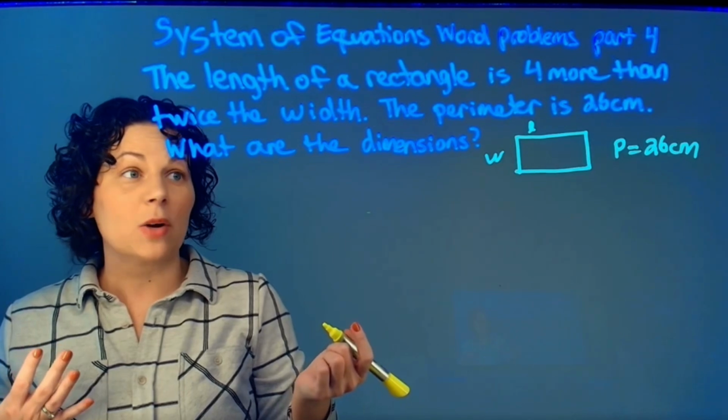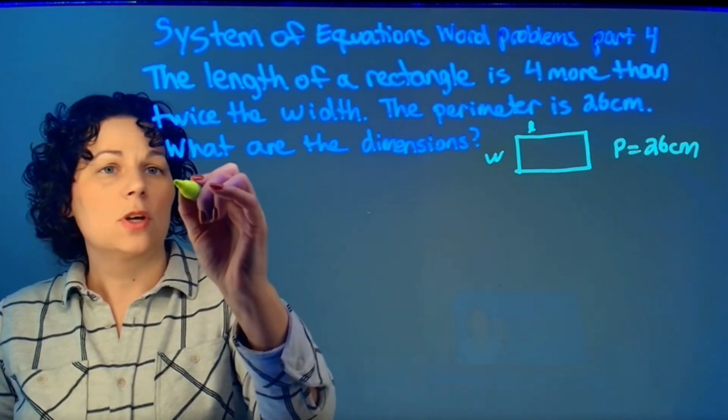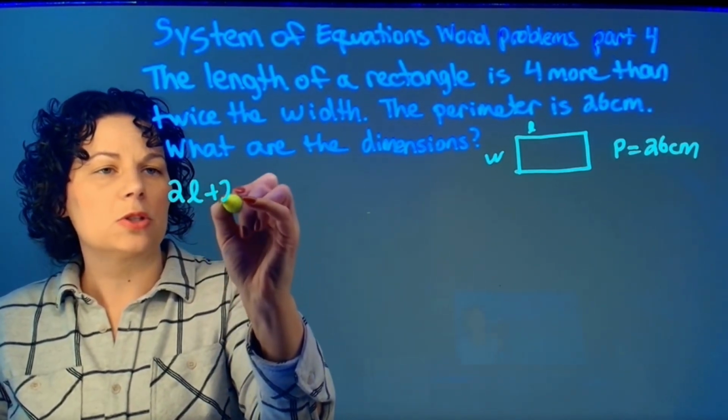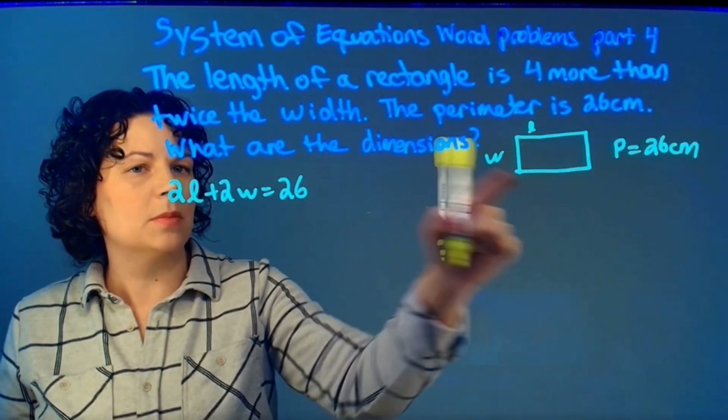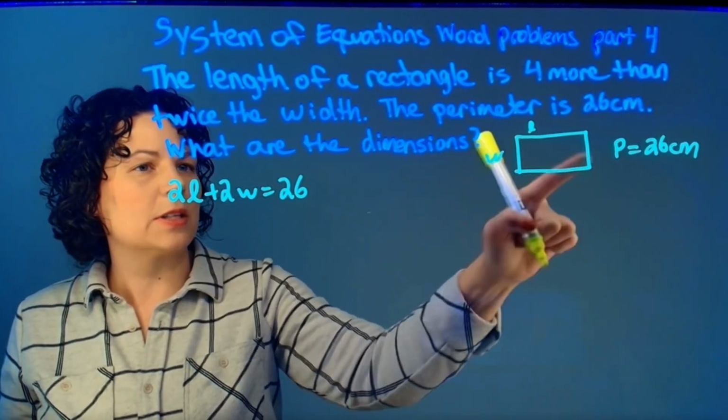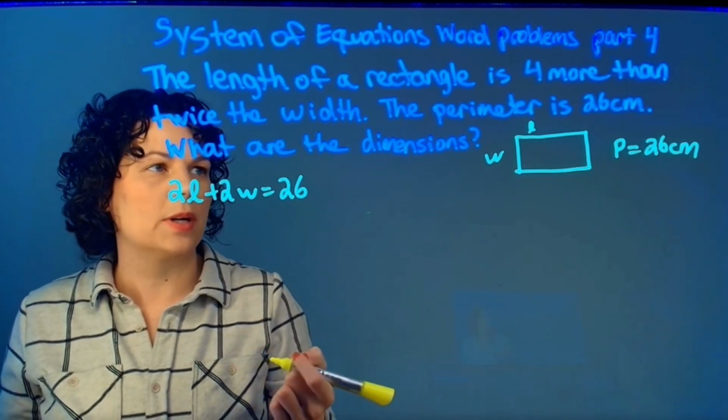Well, that gives me one of my equations right there. I can write that one first. 2L plus 2W gives me my perimeter. I've got an L on top and bottom, 2 L's. I've got a width on each side, so that's the 2W gives me my 26.